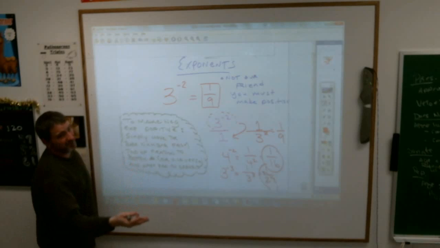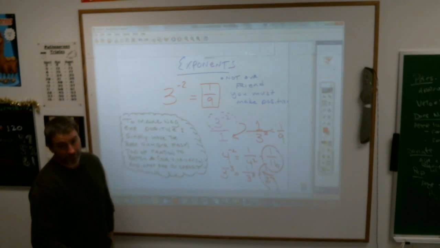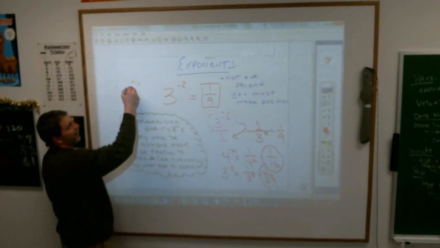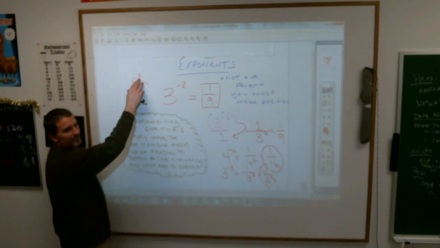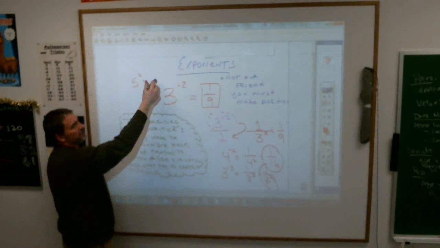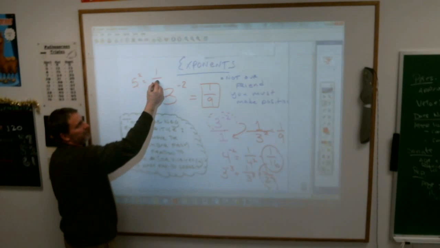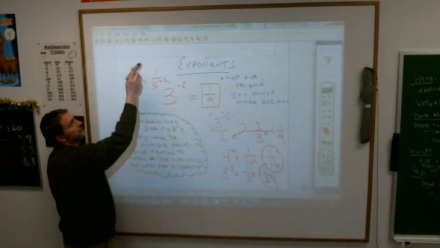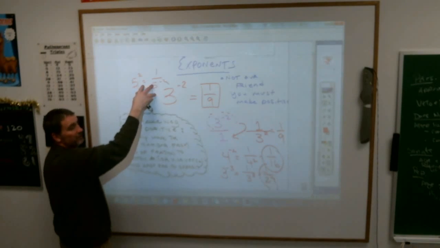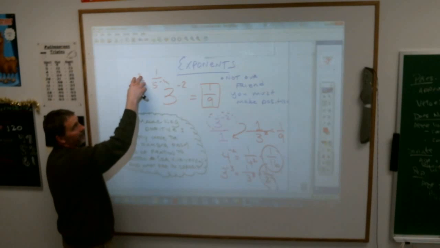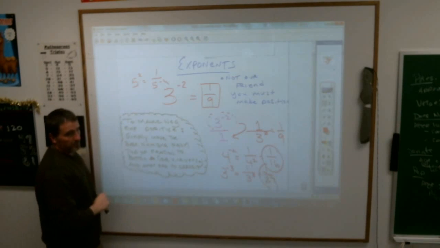Because if I asked you to make something to a negative exponent, you could do that for me too. If I have 5 squared, what is that going to be the same as? If I said make that to a negative exponent, it would be 1 over 5 to the negative 2 power. Why? Because I move this from the top to the bottom, and when I do that, it changes the sign of the exponent.